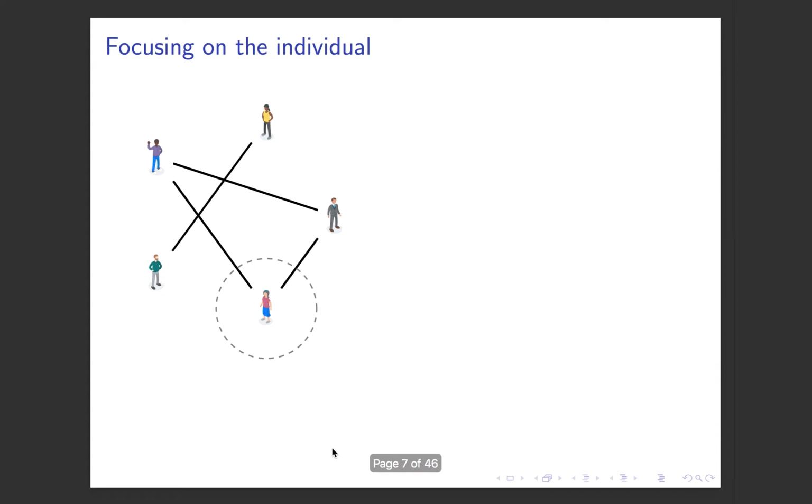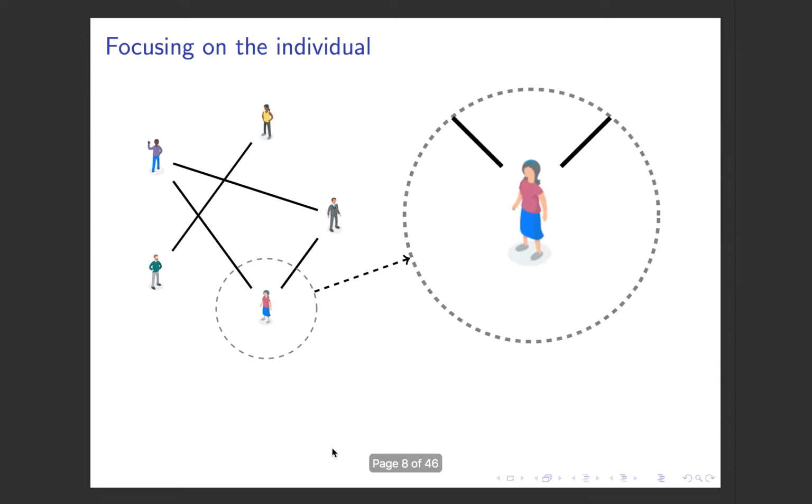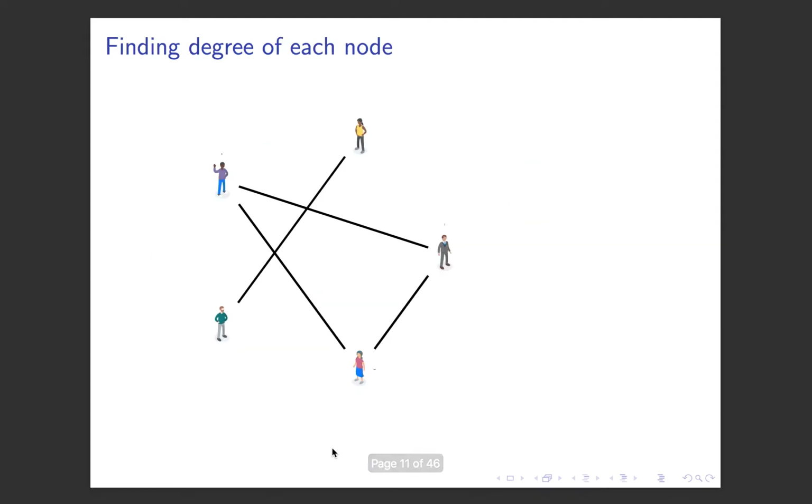For example, we may focus in on this individual. One thing we might note about this particular person or node in our network is that she has two friends. In other words, the node degree for this node is equal to 2. We can do this type of analysis for each node inside of our fixed network.